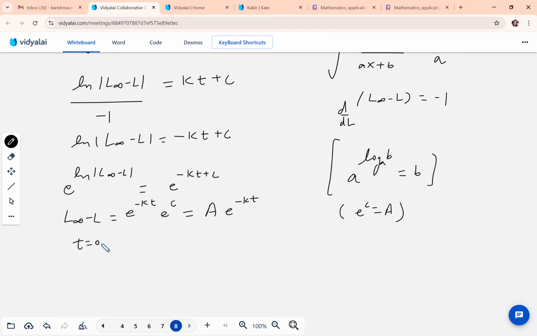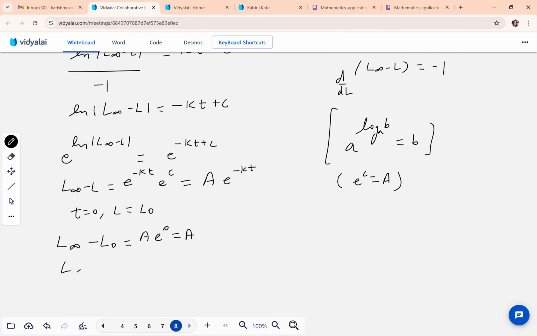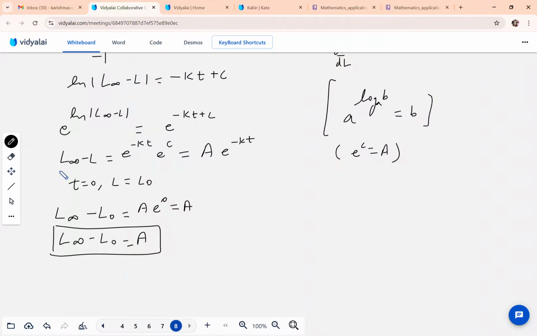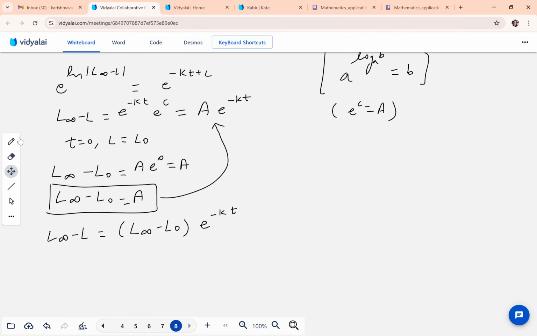Now we need to use the initial condition to find the constant. So we know that when t is 0, L is equal to L naught. I will just substitute that above. L infinity minus L naught is equal to A times e to the power 0. Anything to the power 0 is 1. So L infinity minus L naught is equal to A, our constant. Now you will back substitute that value in the equation above. So you will get L infinity minus L is equal to (L infinity minus L naught) times e to the power minus kt. I want L as a function of t, so I will keep L on one side and shift the others to the other side.